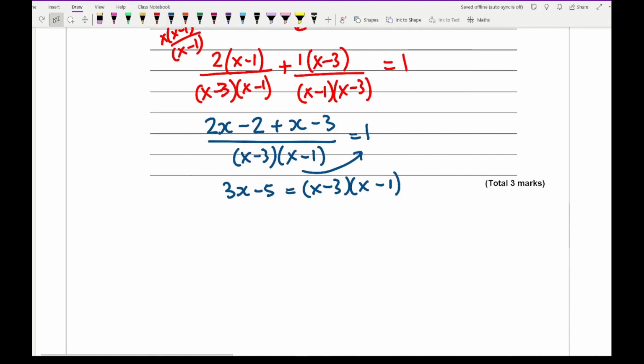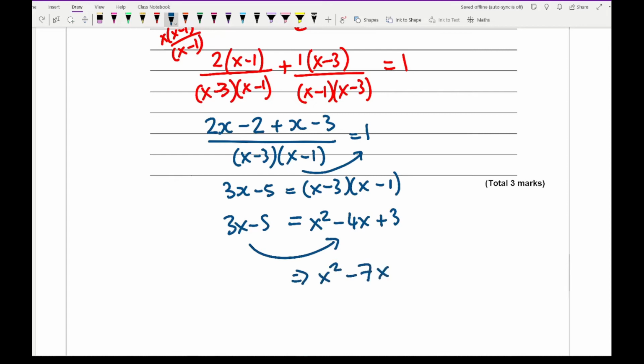And then expanding these brackets, I end up with x squared, not x cubed, x squared minus 4x plus 3, and I've got 3x minus 5 on this side. Then if I take all of this over to this side, I end up with x squared minus 7x plus 8 equals 0, and that's what they wanted me to show.